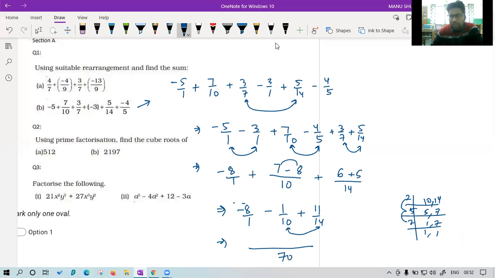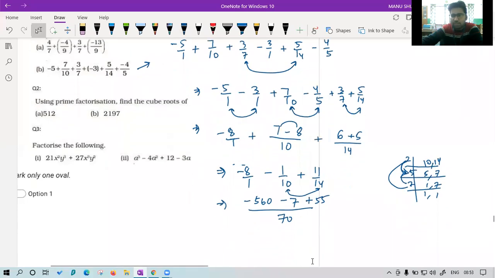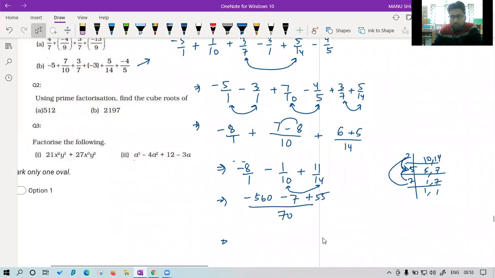So 70 into 8 is how much? 8 7s are 56, and the negative sign. Then 10 7s are 70, 7 1s are 7. Yes class, 14 into how much is 70? You can check over here. 14 into 5. So 5 11s are 55. And we will get the answer as minus 567 plus 55 upon 70.